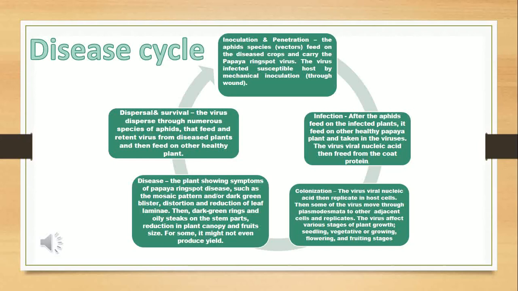Last but not least, after the disease stage, PRSV will undergo the dispersal and survival stage. The virus will disperse through different species of aphids, especially the green peach aphids, that feed and transmit the virus from diseased plants to healthy plants. The cycle will return to the inoculation and penetration stage, and the cycle will go on.